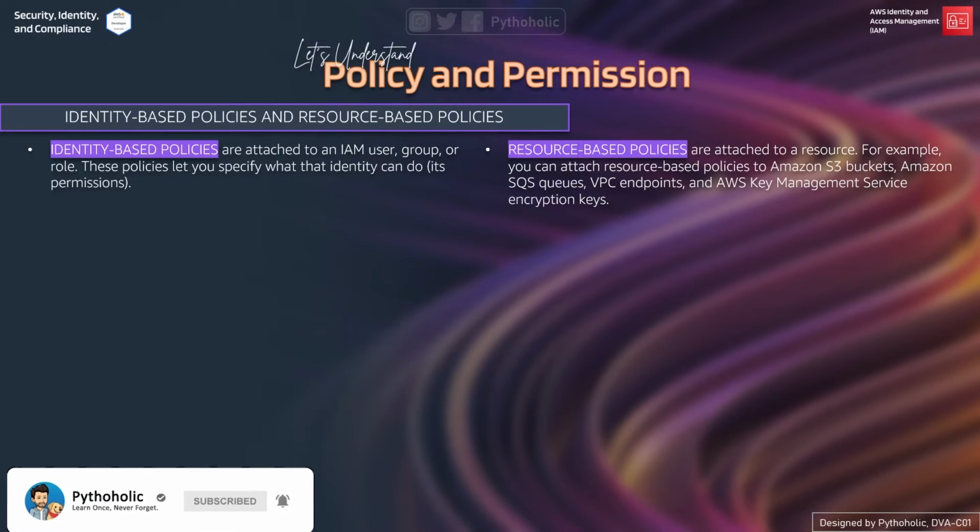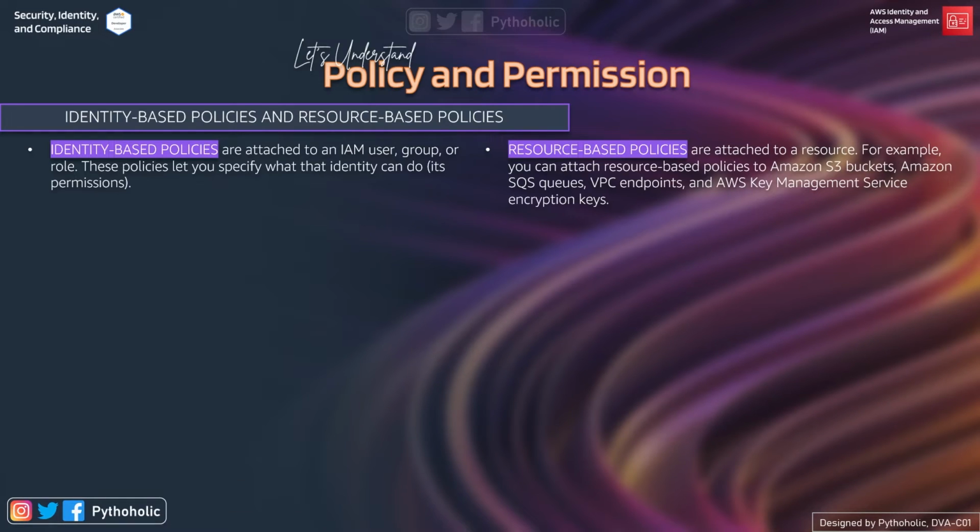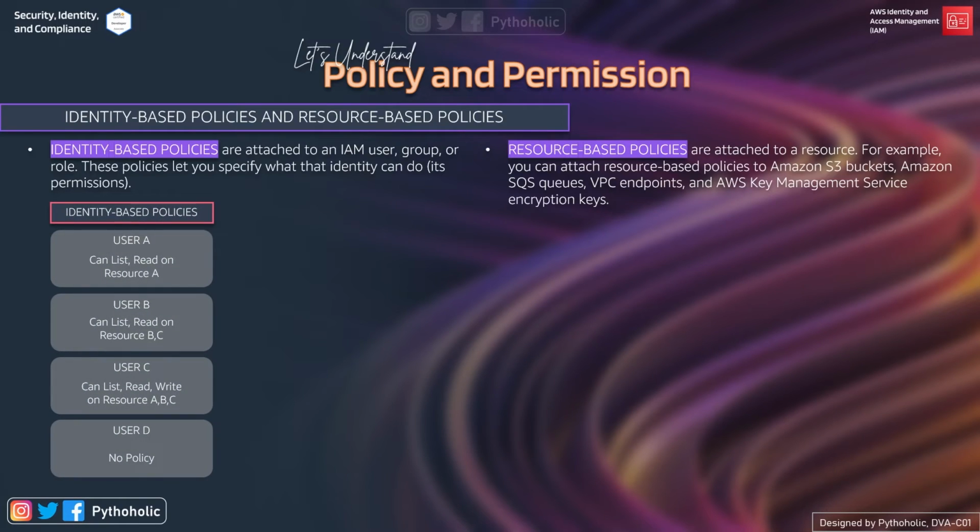I hope you got the point here. Even though the user doesn't have an identity-based policy to perform operations on an S3 bucket, if there is a resource-based policy that allows full access to that principal, that user or that user group will still be able to operate on that bucket. Now let's see this example here.